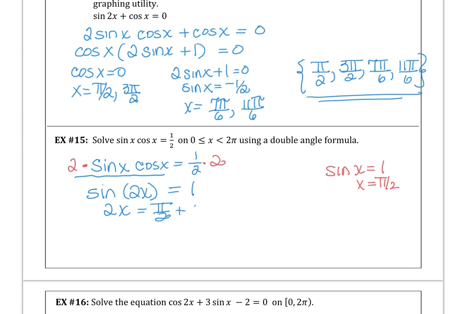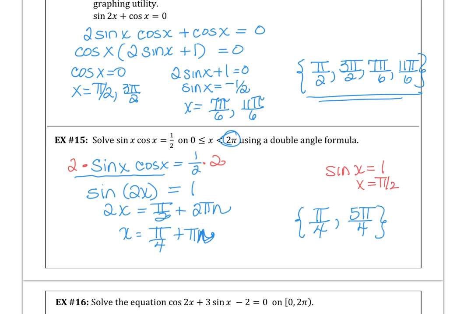plus 2 pi n, and dividing by 2, x is pi over 4 plus pi n, and we want to stop at 2 pi. So we want all the angles between 0 and 2 pi. That would happen when our n value is 0, one place would be pi over 4. When our n value here is 1, 1 1/4 is 5 pi over 4. And if our n value is 2, we're outside of our given domain. So only 2 places where sine times cosine is a half.